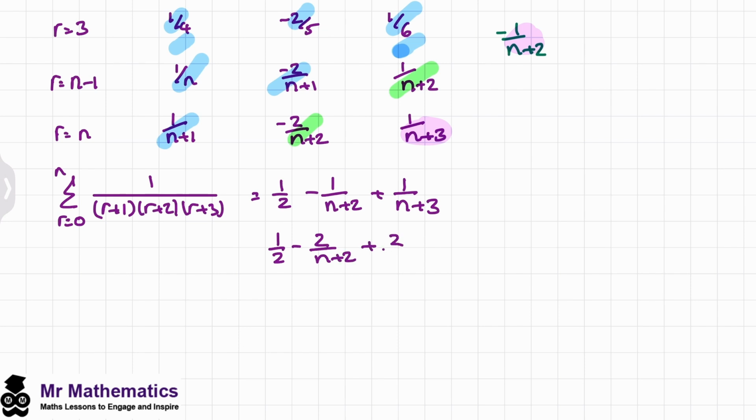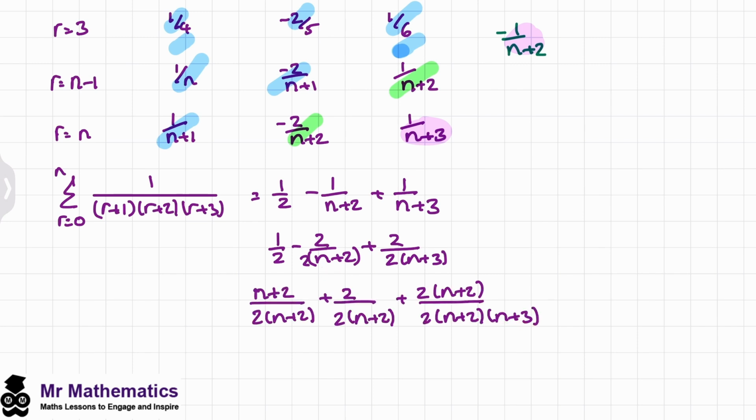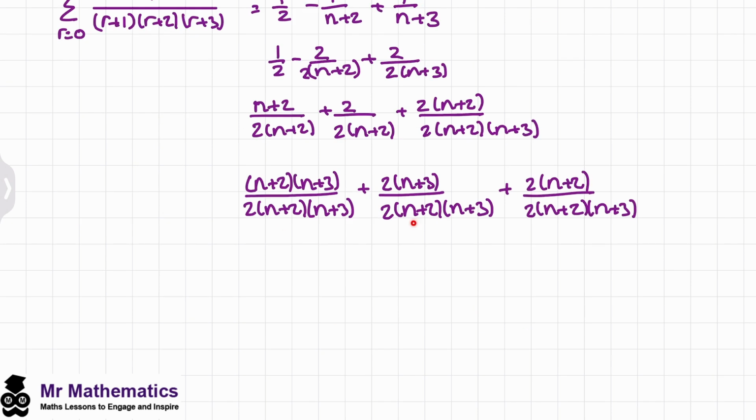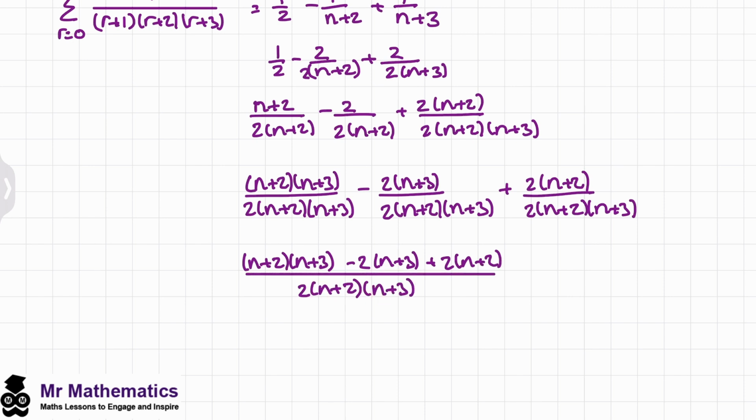plus 2/2 lots of n plus 3. And that should be a 2 here as well. Then we'll move on to this denominator, n plus 2. And then we'll do the n plus 3. And now we've got a common denominator, we can write it as one fraction. Sorry, actually, this should have been a negative here. So I'll just change that. And we've got negative 2 lots of n plus 3 plus 2 lots of n plus 2 all over our common denominator.